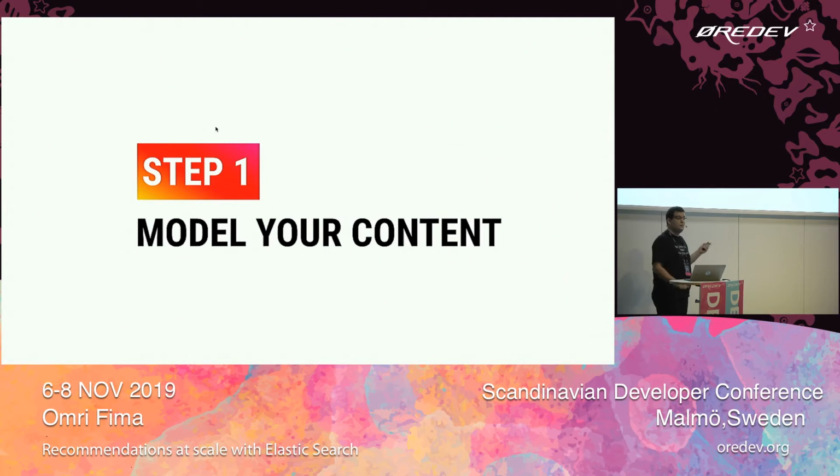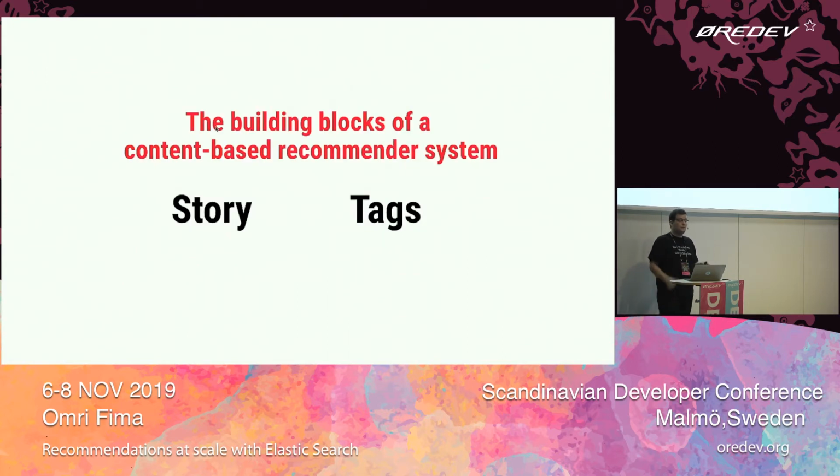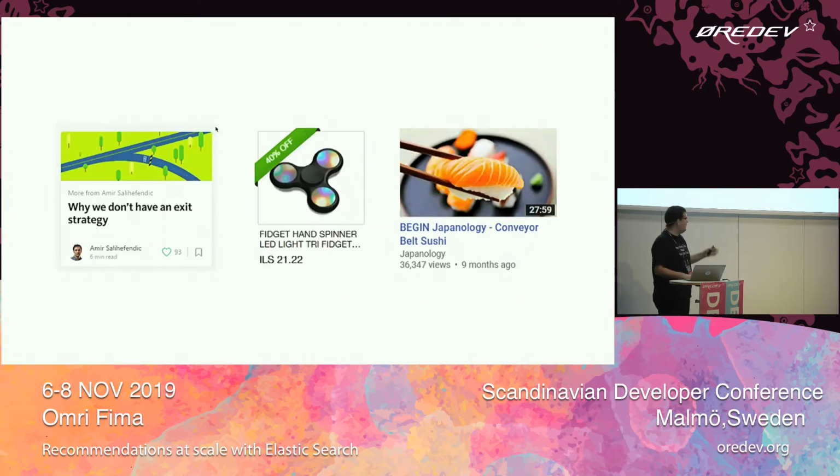So step 1, we need to model our content. And to model our content, first we need to understand what the basic building blocks of a content-based recommender system are. The basic building blocks are stories and tags. Stories are basically pieces of content. They can be an article, they can be a product, they can be a video on YouTube.